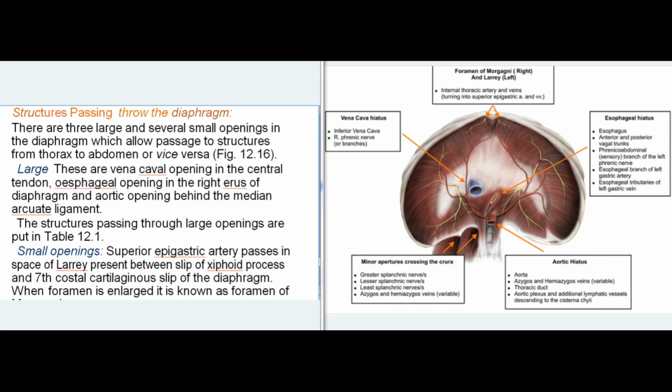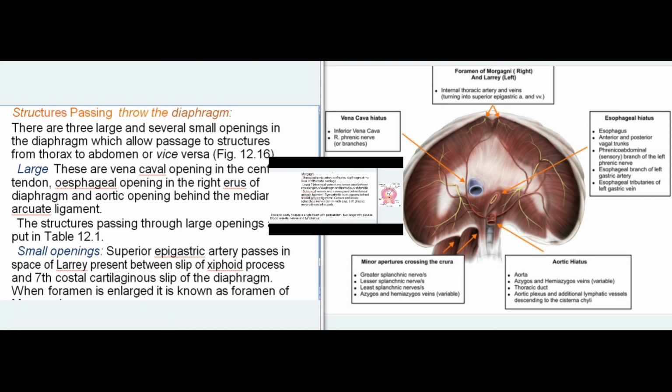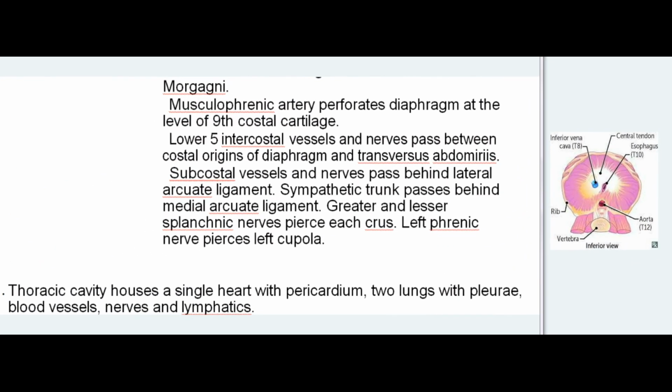Large openings are the vena caval opening in the central tendon, esophageal opening in the right crus of diaphragm, and aortic opening behind the median arcuate ligament. The structures passing through large openings are put in Table 12.1. Small openings: superior epigastric artery passes in space of Larrey present between slip of xiphoid process and 7th costal cartilaginous slip of the diaphragm. When foramen is enlarged, it is known as foramen of Morgagni.